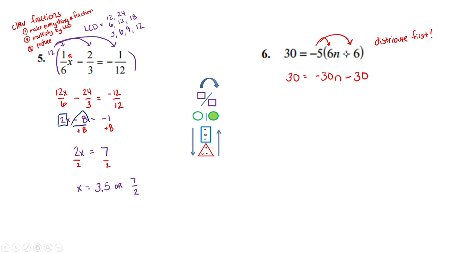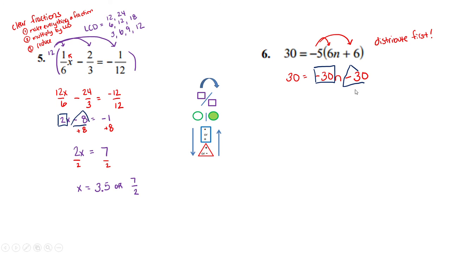Now, if for some reason this was a minus instead of a plus sign, then it would be a negative times a negative, and this would turn into plus. But since it's plus, a negative times a positive is a negative. All right, now I'm ready for my rectangle and triangle. So the number in front of n is my rectangle, which would be the negative 30. Triangle is this minus 30.